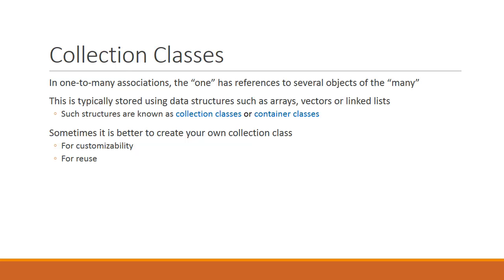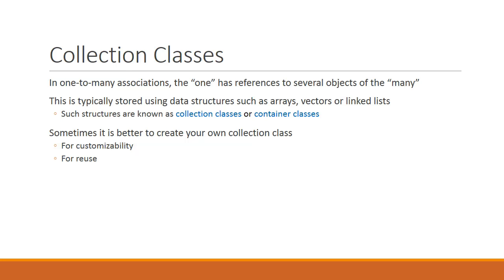The next concept that I want to introduce is called collection classes. In one-to-many associations, the one has references to several objects of the many, and these references are typically stored using data structures such as arrays, vectors, or linked lists. Such data structures are known as collection classes or container classes, and most programming languages provide these data structures for you. For example, there is the java.util.Vector or ArrayList. However, sometimes it is better to create your own collection class for reasons of customizability as well as for reuse.